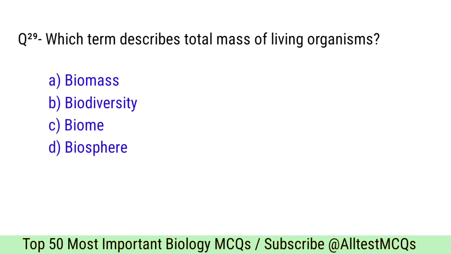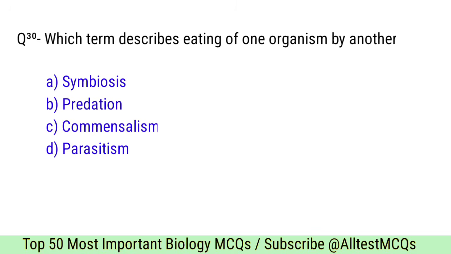Question number 29. Which term describes total mass of living organisms? Correct option is A. Biomass. Question number 30. Which term describes eating up one organism by another? Correct option is B. Predation.